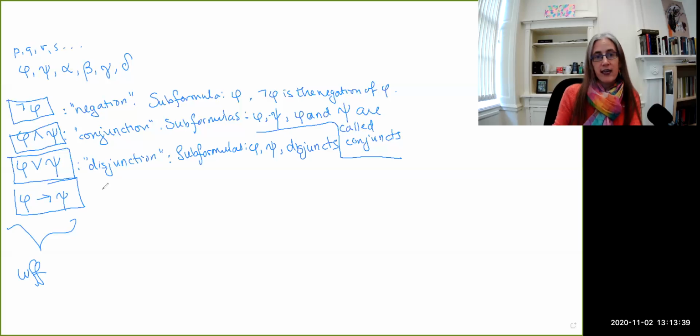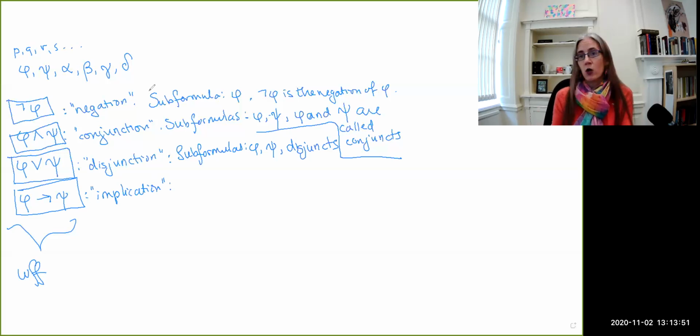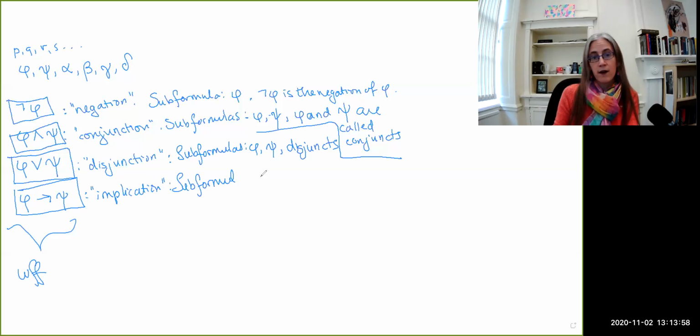And then this last one is a type of formula called an implication. So sometimes we will say that implications are conditional formulas. So conditional and implication are often used interchangeably. Here again, the subformulas of an implication are phi and psi, but unlike with conjuncts and disjuncts, where all of the components that go into a conjunction or disjunction are called conjuncts or disjuncts, in an implication, we have separate names for the two parts.